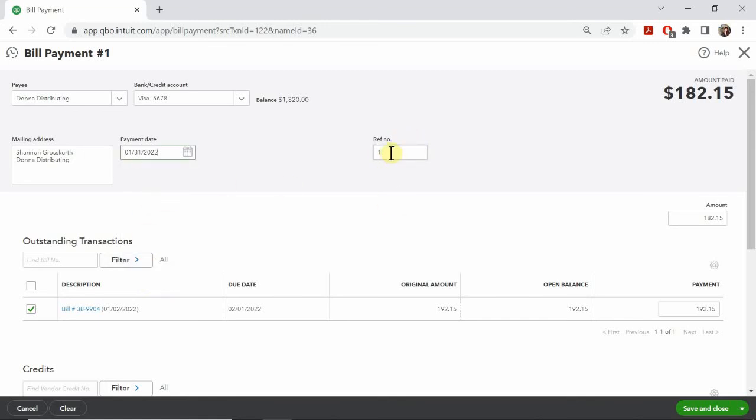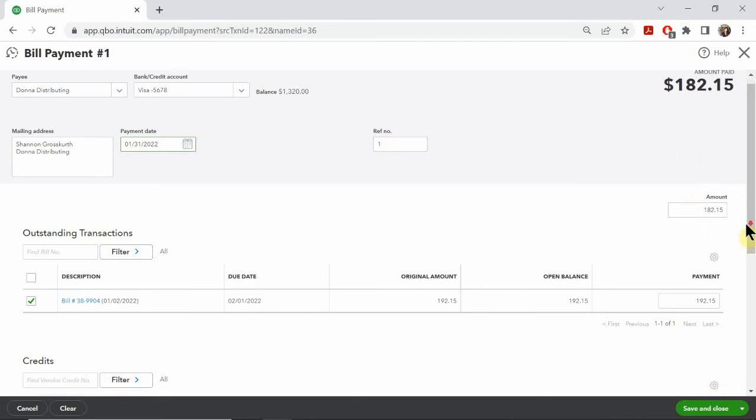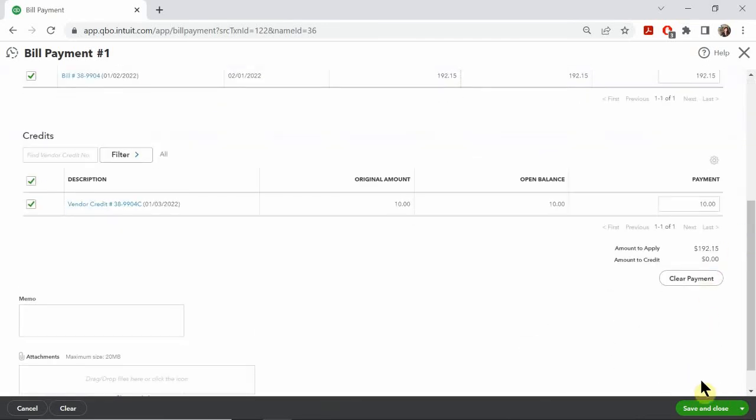So usually you'll have your billing information here. So in this case, if you want to, I'm going to just leave it as 1. Okay. So that means I'm going to make a payment for $182.15. Right there's the amount right there. Once everything looks good, I can go ahead and save and close.